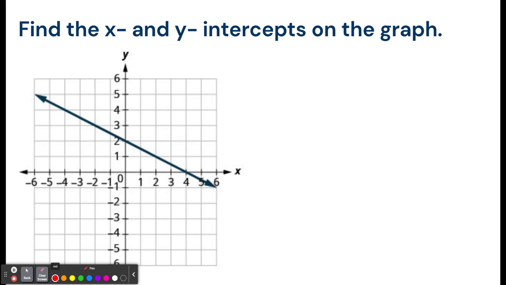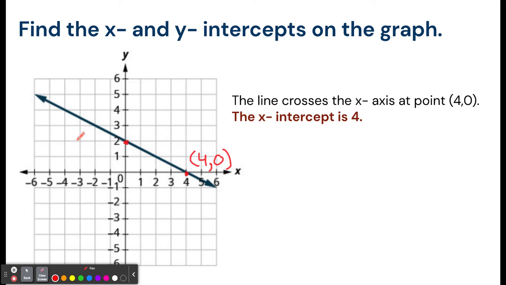Let's look at a graph. Here, our line is crossing my x-axis at this point and crossing my y-axis at this point. Our line crosses our x-axis at (4, 0), because I've moved 4 spaces to the right, and I have not moved up or down that y-axis. So my x-intercept occurs at (4, 0), making my x-intercept 4.